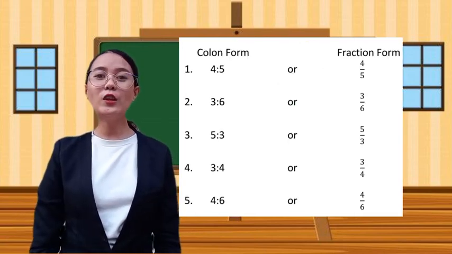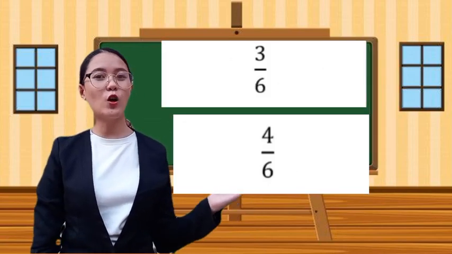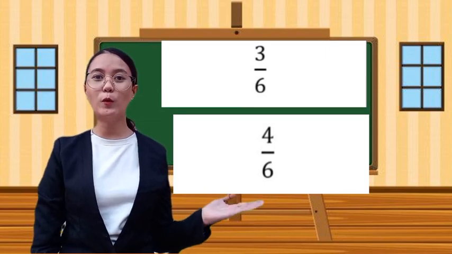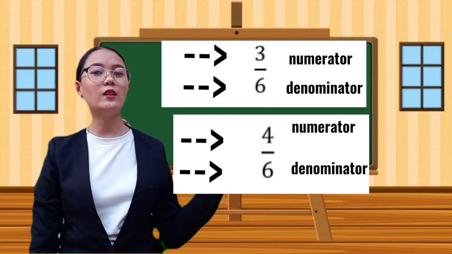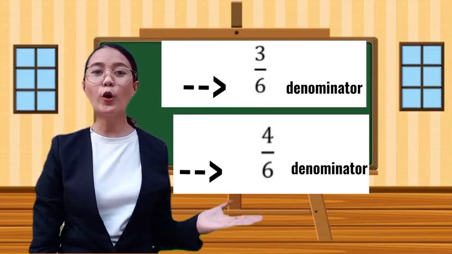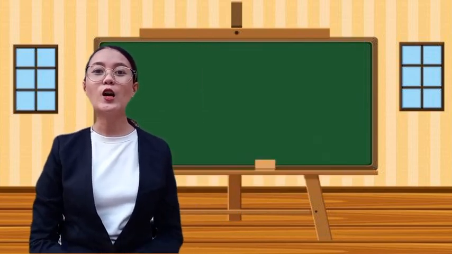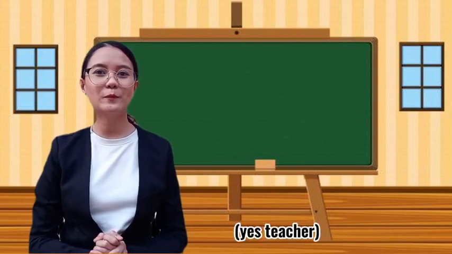Very good. Now, in numbers 2 and 5, their ratio can be reduced in their lowest form or in their simplest form by dividing the numerator and the denominator by the same number or by their greatest common factor. So, is ratio clear to you, class?